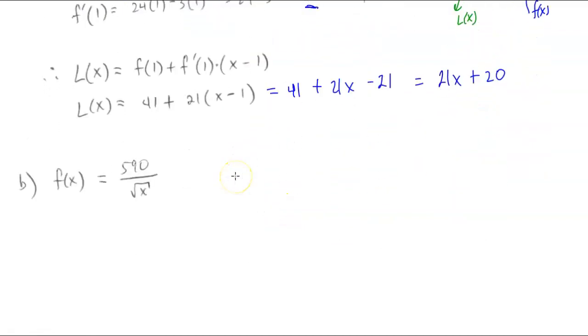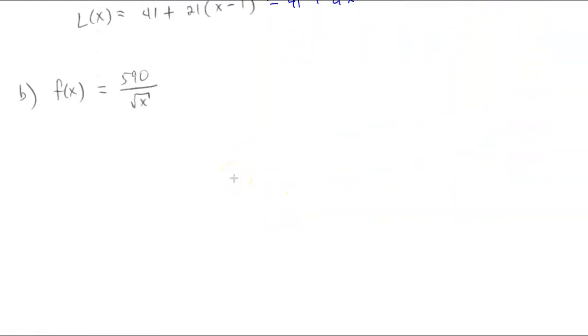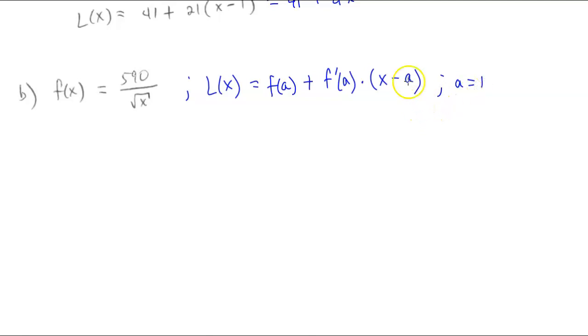All right, let's look at our next example. Again, we want to do the linearization of this particular function. The linearization is going to be L of x equals f of a plus f prime of a times x minus a. Again, our a here is going to be 1. So we have to find out what f of 1 is, and we have to find out what f prime of x is, so that we can find out what f prime of 1 is.